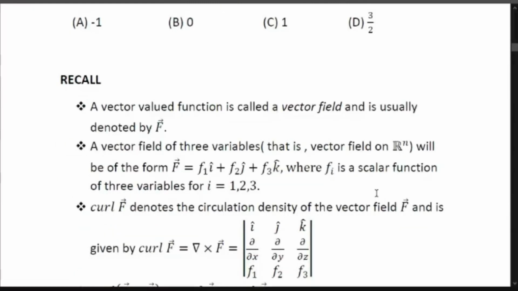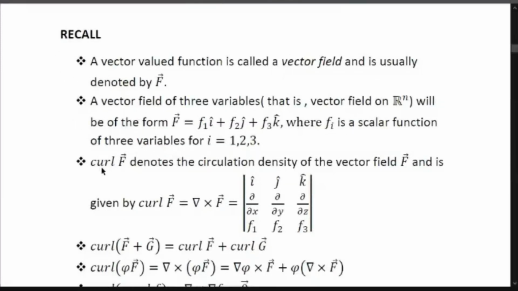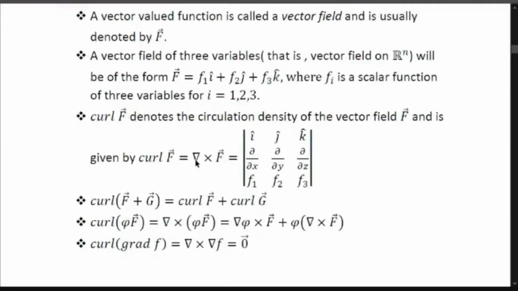Okay, sir. So usually the vector field on R3 is written as F1i plus F2j plus F3k, where Fi is a scalar valued function of variables x1, x2, x3, whatever, 3 variables. Curl F denotes the circulation density of the vector field F and is defined as curl F is equal to del cross F. You know what is del? We have already defined it. So which is the determinant of i, j, k, dou by dou x, dou by dou y, dou by dou z, F1, F2, F3.